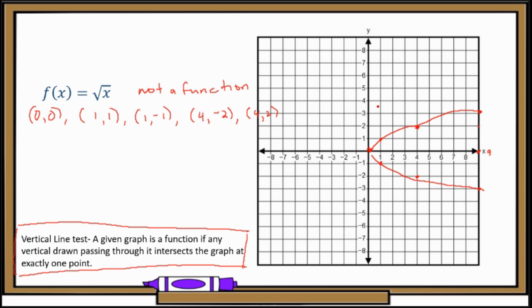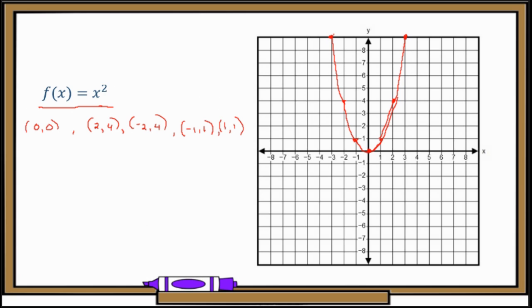Let's try to draw some vertical lines. If we draw a vertical line here, it will intersect our graph at exactly 2 points. So this will not pass the vertical line test. Therefore, this is not a function. Let's go back to our previous slide. We have here the graph of a parabola. In order not to mess up our original graph, I will place here a miniature of the graph.